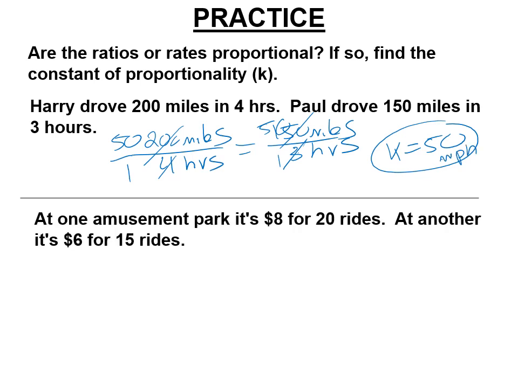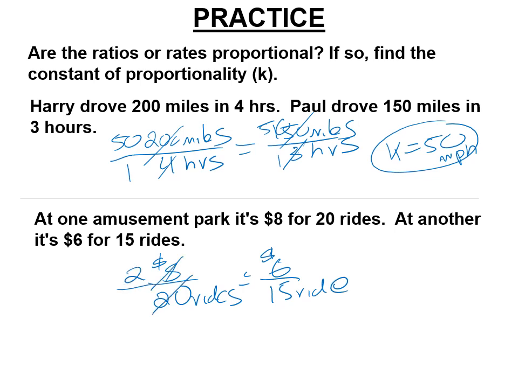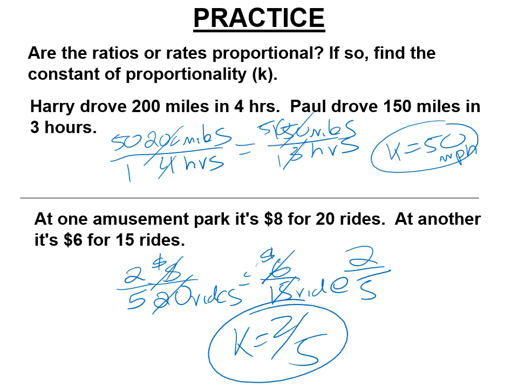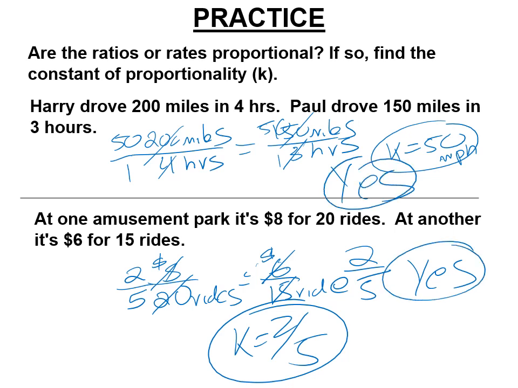At one amusement park, it's $8 for 20 rides. At another, it's $6 for 15 rides. All right, so 8/20ths, both divisible by 4. So that'd be 2/5, $2 for 5 rides. These are both divisible by 3, also $2 for 5 rides. So K is 2/5, $2 for 5 rides. Yes, they were proportional. So I really should say yes. But once you put a K, you are saying that they were proportional.